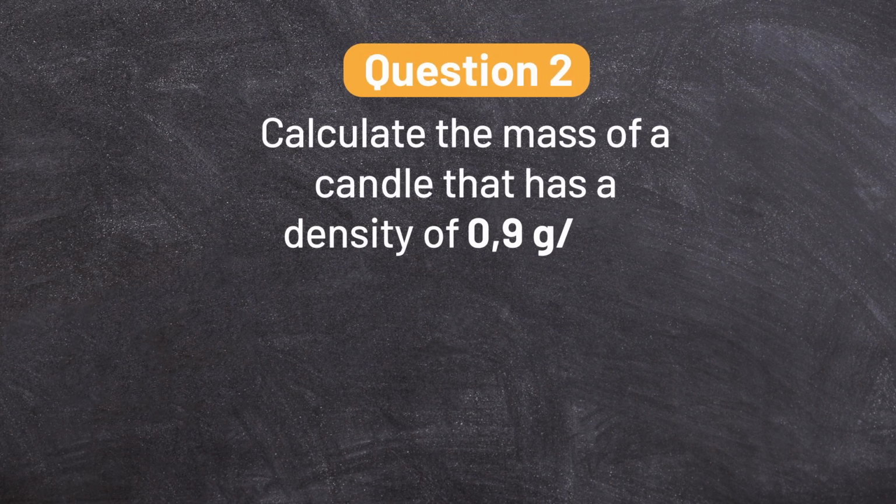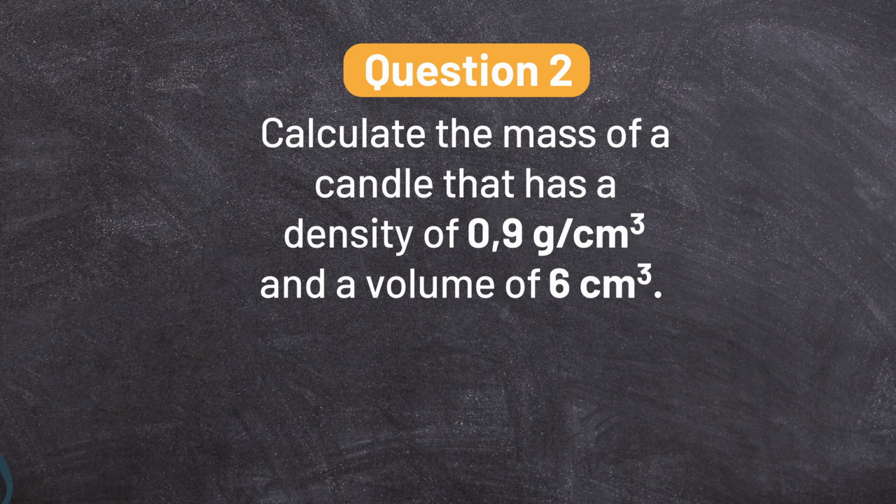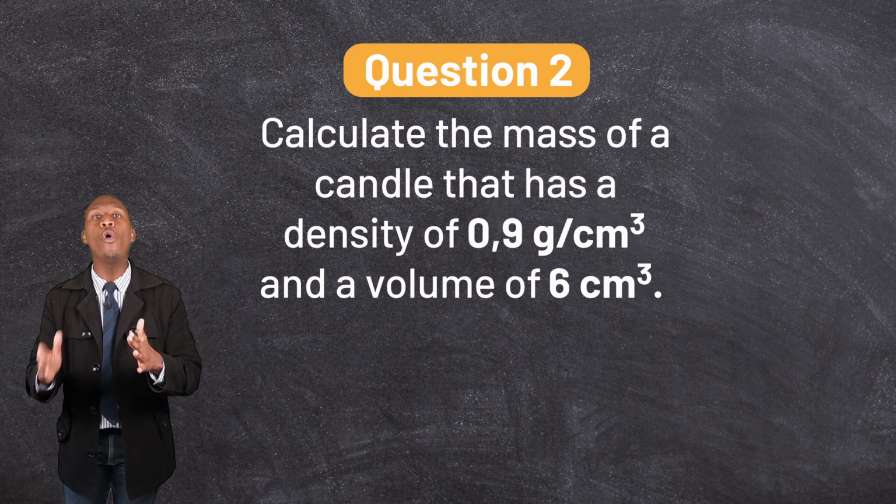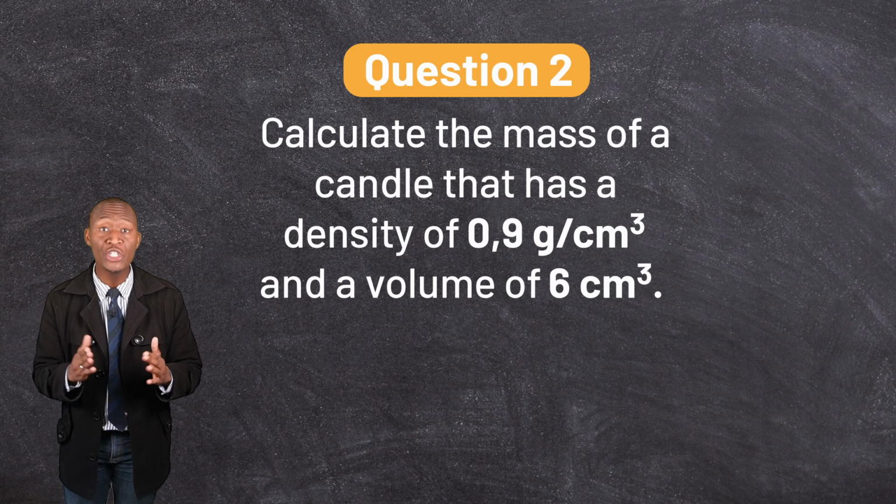Let's move on to our next question, where we have to manipulate the formula. Let's grab some pen and paper. Calculate the mass of a candle that has a density of 0.9 grams per cubic centimeter and a volume of 6 cubic centimeter. Remember, we always start by writing the formula and all the relevant information.